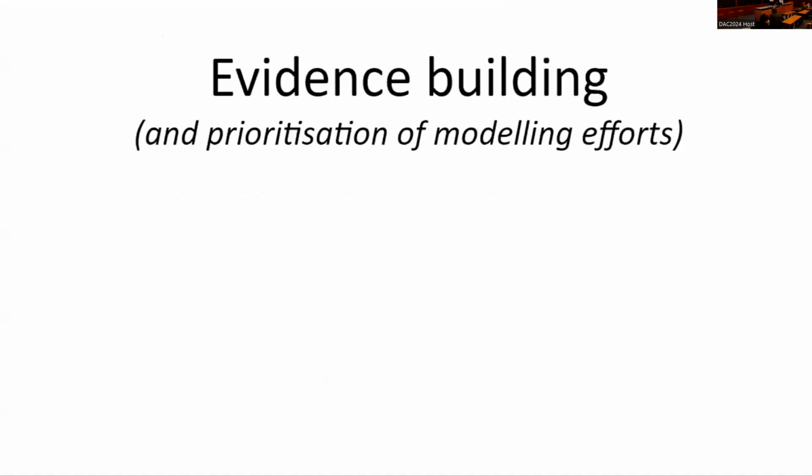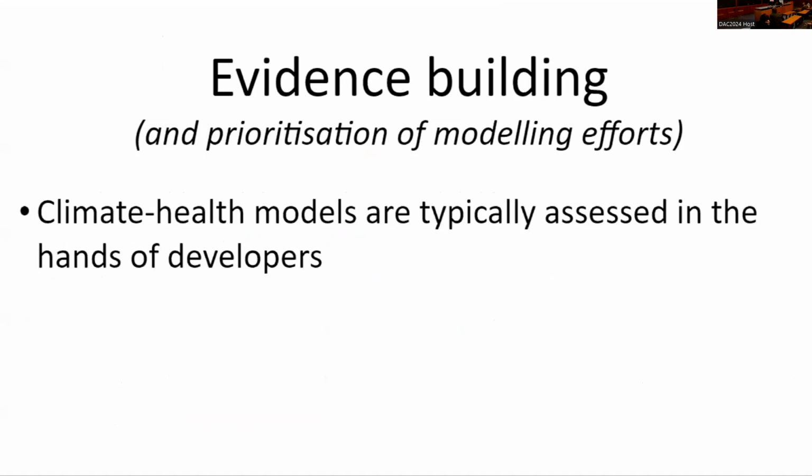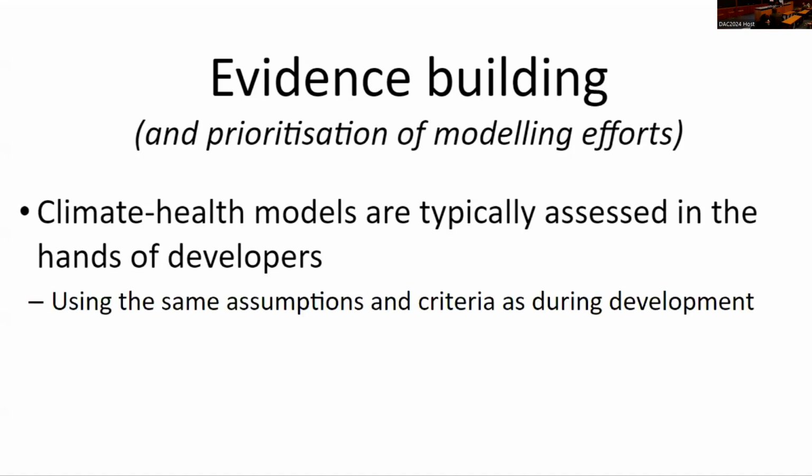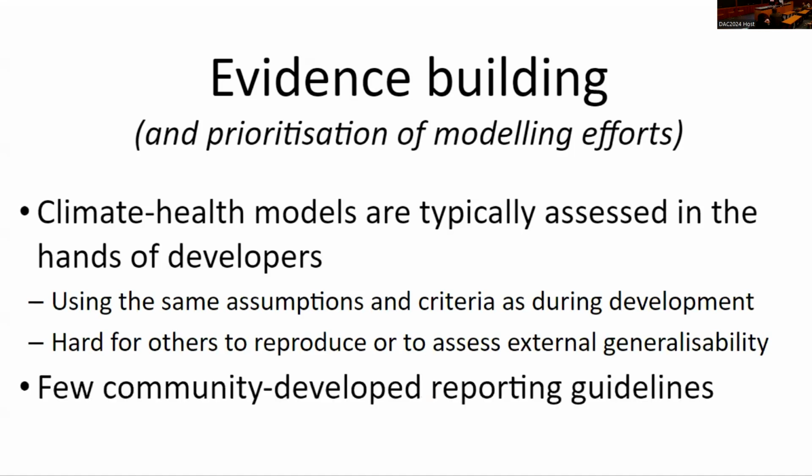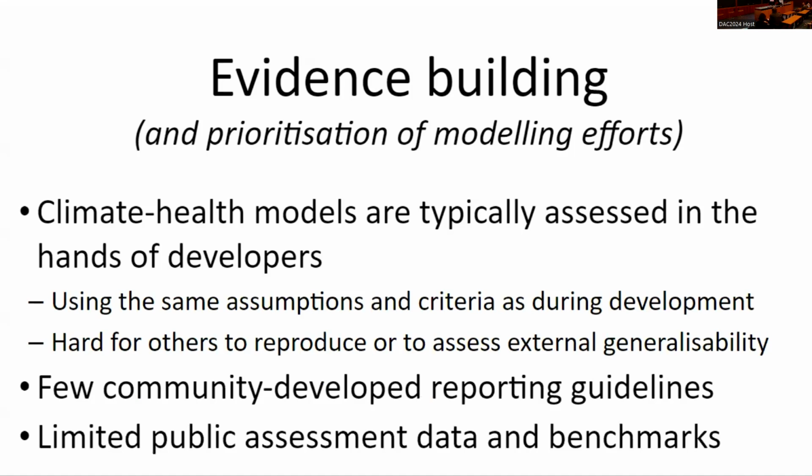Then the evidence building and prioritization of what to work on. I think today a lot of the assessment of how well something works is done by the same people that develop the model. And that is maybe also why some organizations have a bit of distrust of it, because it's often based on the same assumptions, same criteria, same regions as where it was done during development. And it's a bit hard for others to say, will it actually work 2 years ahead in time? Can we trust it for the future, even though it worked in the past? And something that worked well in one country, will it actually work well in another country? There are very few community-developed reporting guidelines. What do you need to know in order to trust the machine learning model? And there are limited global benchmarks. So I think it's really great if we, as a community, can contribute towards this.